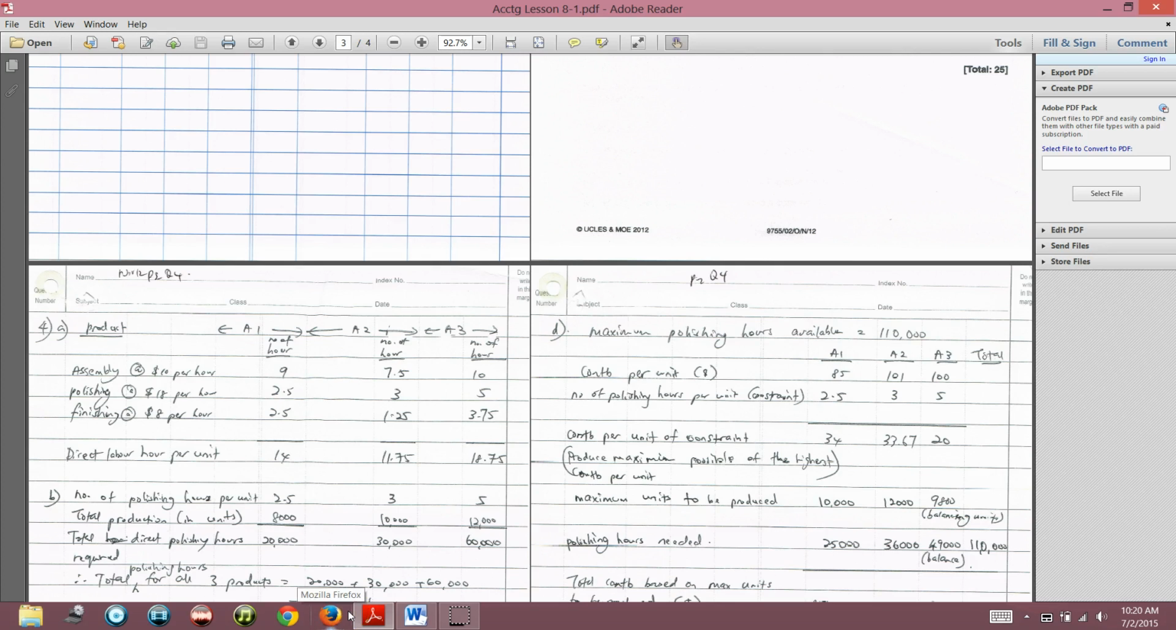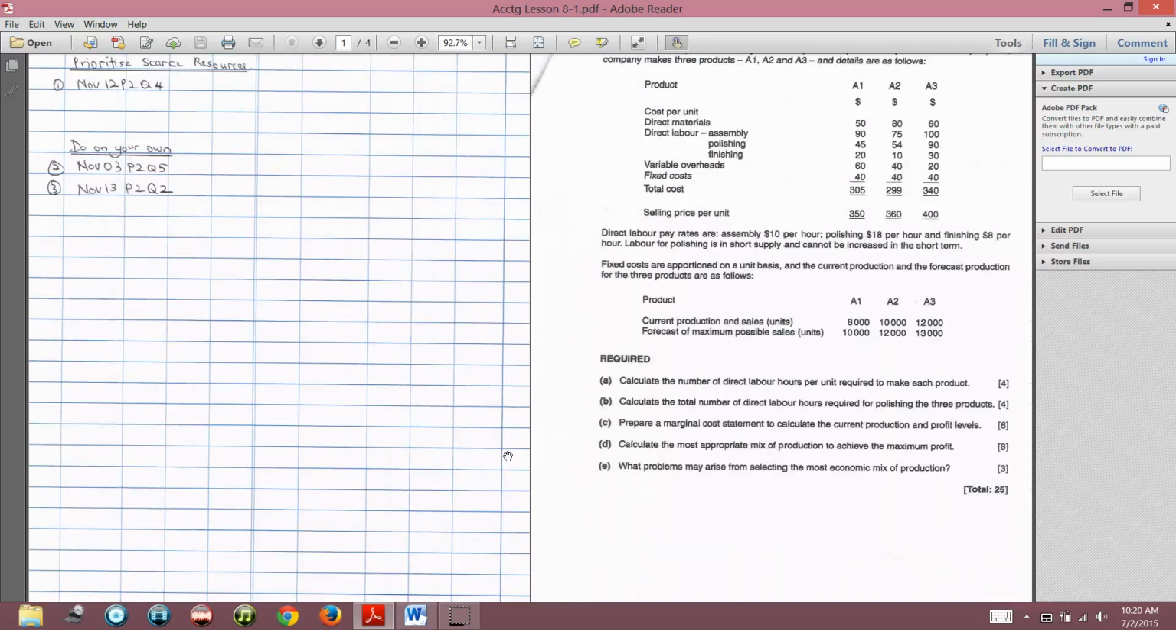So we can calculate assembly is 9 hours, if you divide 90 by 10. Polishing is at $18 per hour, so 45 divide by 18 is 2.5, and then finishing is 20 divide by 8 is 2.5. You total it, and it will be the direct hours per unit required to make A1. A2 you calculate the same way, and also A3. So then we have settled part A. Now look at part B.